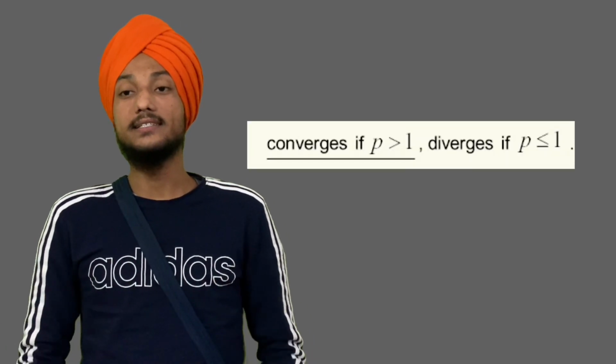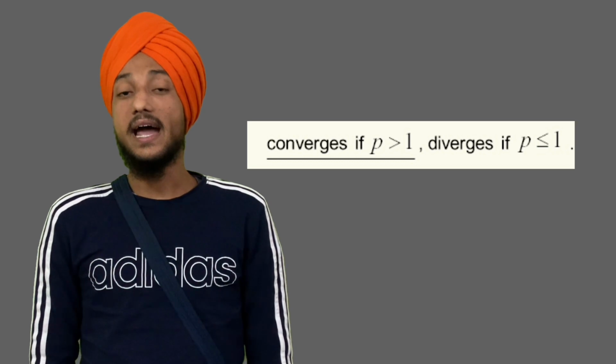So, if p equals 1, the hyperharmonic series is simply the harmonic series, which we are already familiar with from our school time. We will also discuss how p changes the behavior of the series. It converges if p is greater than 1, and it diverges if p is less than or equals to 1. We will discuss its proof, its examples and so on.